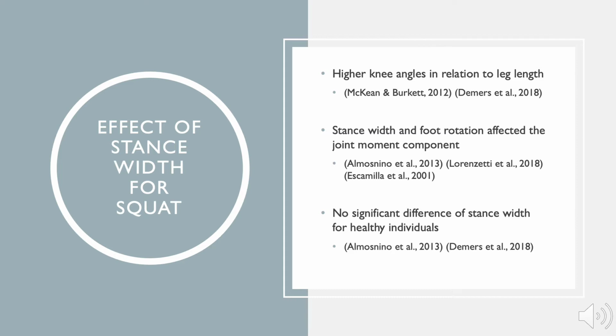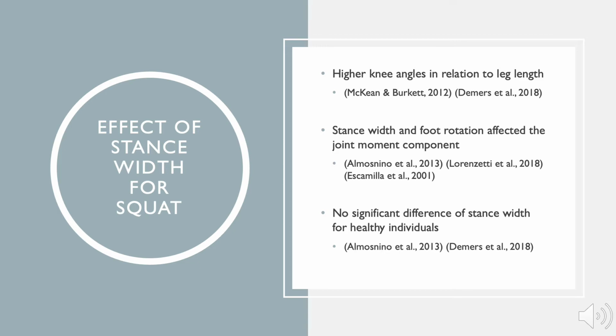And this is due to the fact that a deep squat requires a smaller knee angle, making it more difficult to achieve when the moment arms are longer. This leads me to my next point that was found in the literature where Almaznino et al. 2013, Lorenzetti et al. 2018, and Escamilla et al. 2001 found that the stance width and foot rotation combined had an impact on the joint moment components. Both Escamilla and Almaznino found that a wider squat stance resulted in a greater moment arm, while Lorenzetti found a decrease in knee displacement.